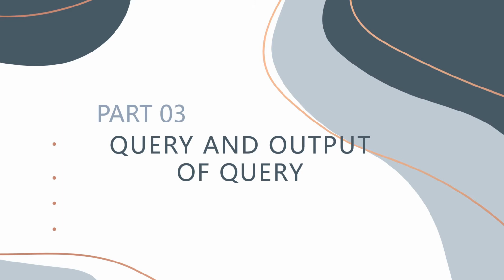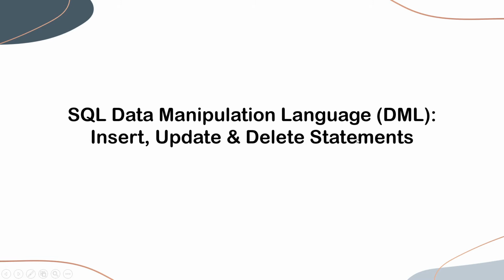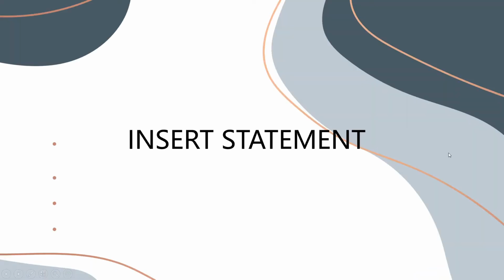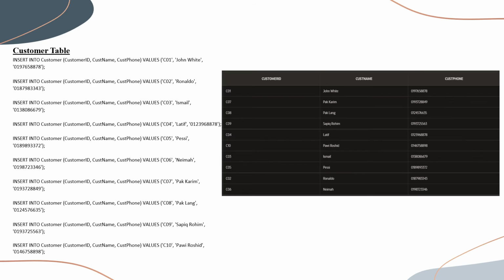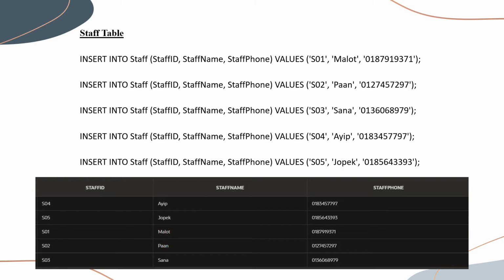Next, queries and output of queries. First of all is SQL data manipulation language, DML: insert, update, and delete statements. First, we have the insert statement. First we insert into the customer table based on customer ID, customer name, and customer phone. Next, insert into the staff table based on staff ID, staff name, and staff ward.